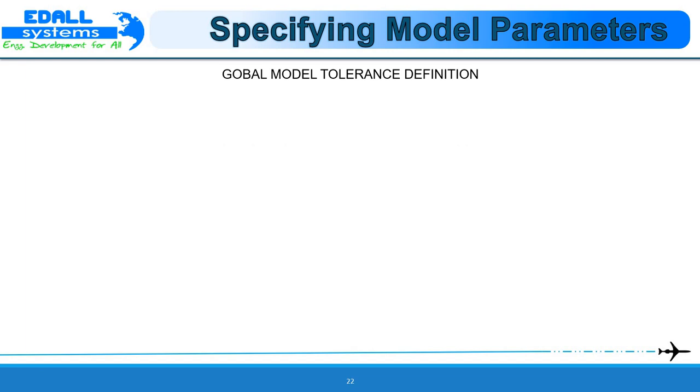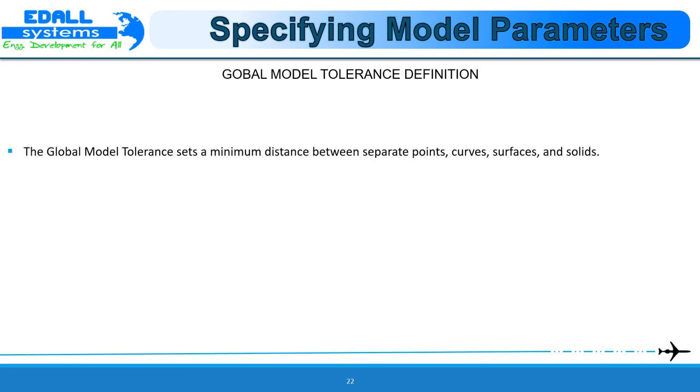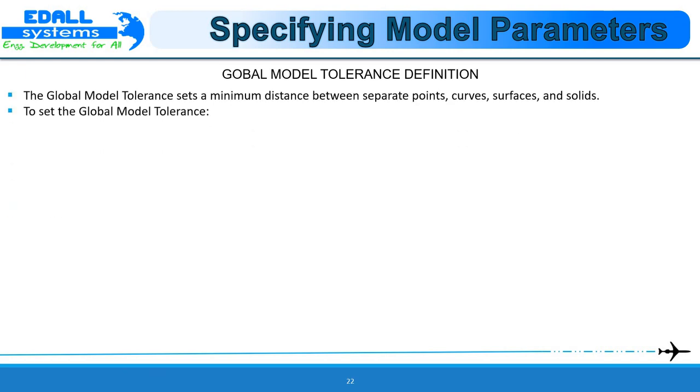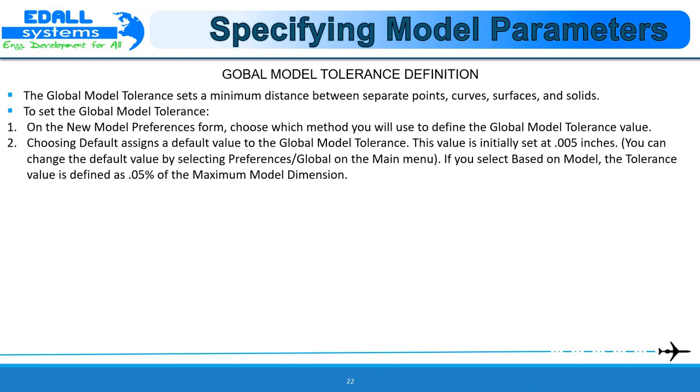Global model tolerance definition. The global model tolerance sets a minimum distance between separate points, curves, surfaces, and solids. If you try to create two entities, such as points, within the global model tolerance distance from each other, Patran sees these two entities as one and you will not be able to create the second. This setting ensures that your geometric model will mesh properly and maintain congruency. To set the global model tolerance, follow the steps shown on the screen.